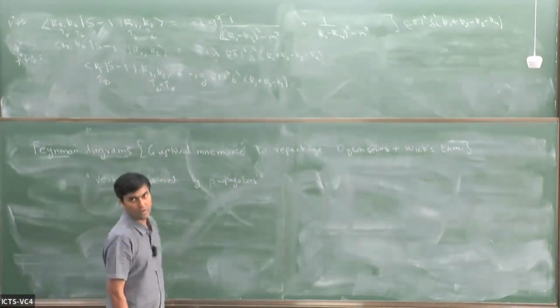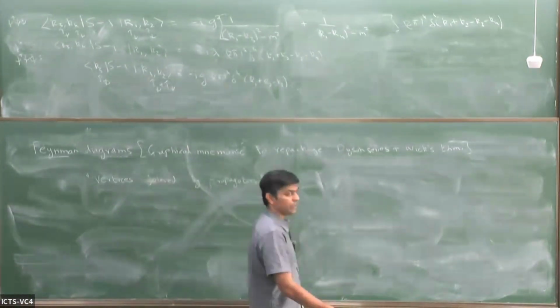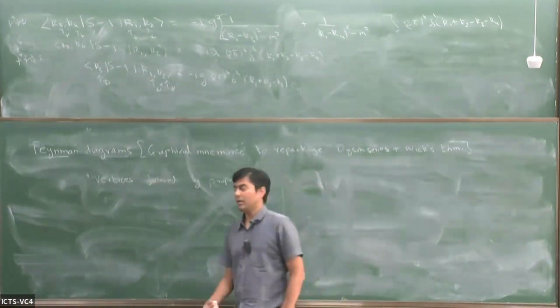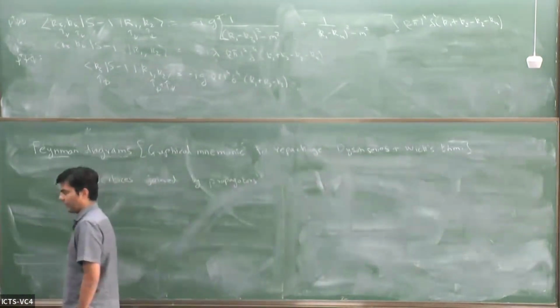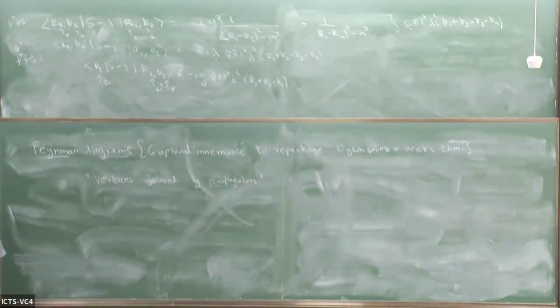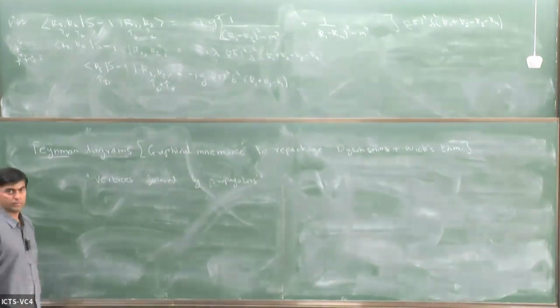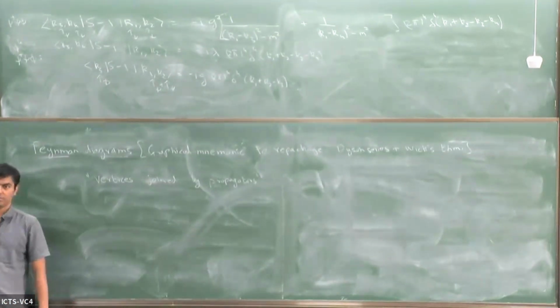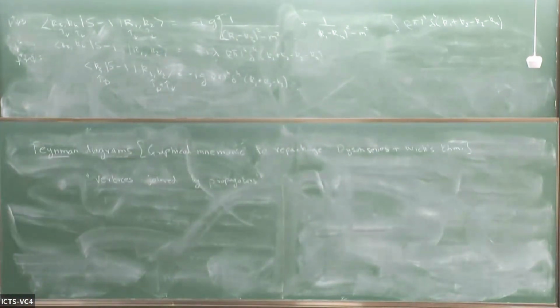And then there are various rules you have to apply at the vertices, and there are integrals you need to do. Sometimes there are delta functions that fix everything, so there's no integral you're left with. Sometimes there might be integrals you're left to do, but the basic structure is just this. Is this clear? No questions? Okay, fine.